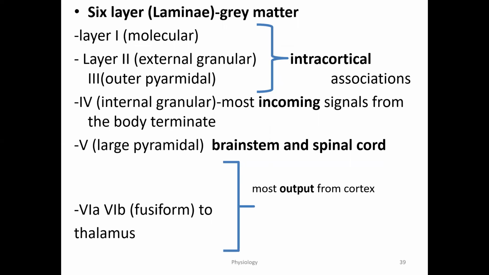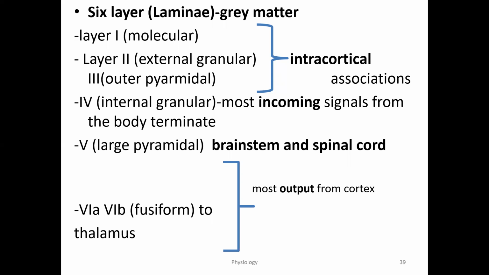And what are the main functions of these 6 layers? For example, in the sensory cortex, areas 3, 1, 2, layer number 1 and layer number 2 are for intracortical connection. Then layers 1, 2, 3 are for intercortical connection, and layers 3 and 4 mainly receive the signals from the other parts of the body. That is mainly the sensory area, sensory receptor.